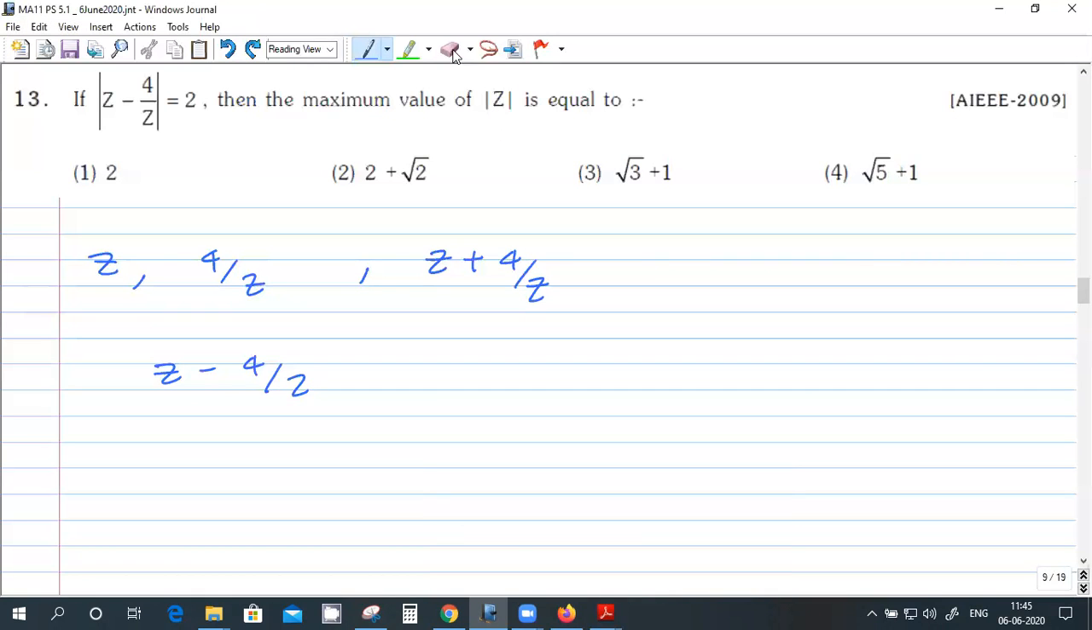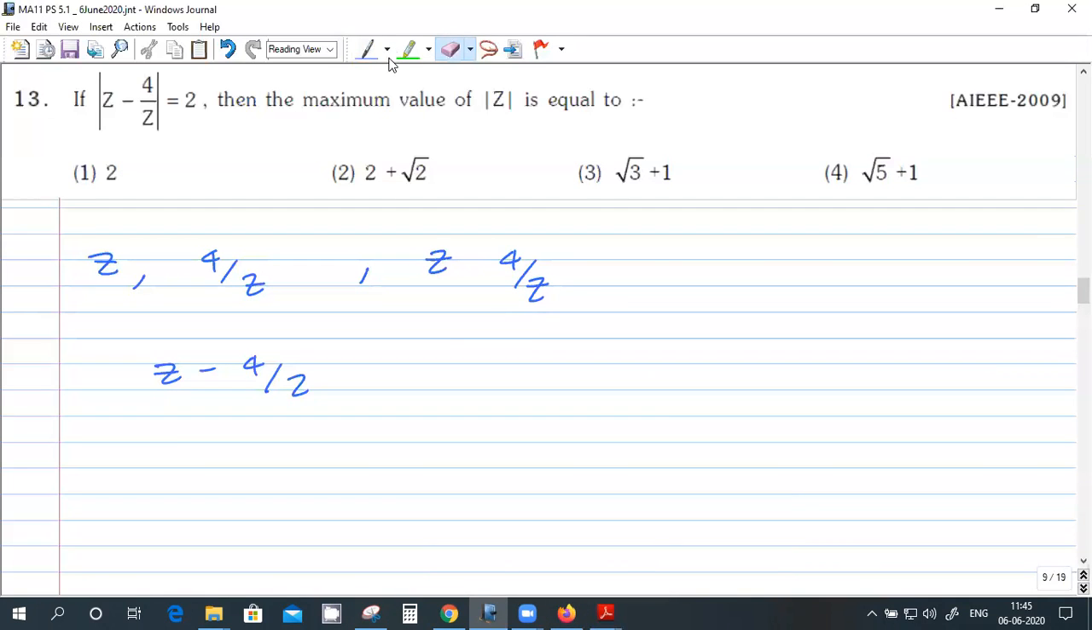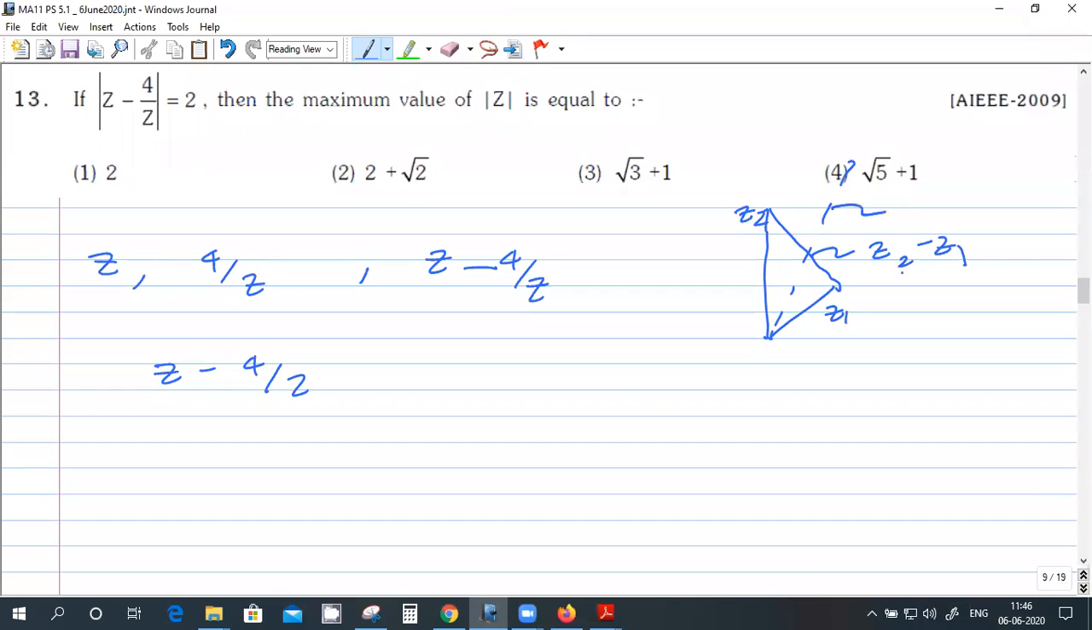Okay. All right. Consider two complex numbers z and 4 by z. And this z minus 4 by z is also a complex number. I can represent it like this with vectors, right? See, this is z1, this is z2, and this diagonal will be z2 minus z1. And this diagonal will be z1 plus z2. So we have a triangle of z1, z2, and z2 minus z1.